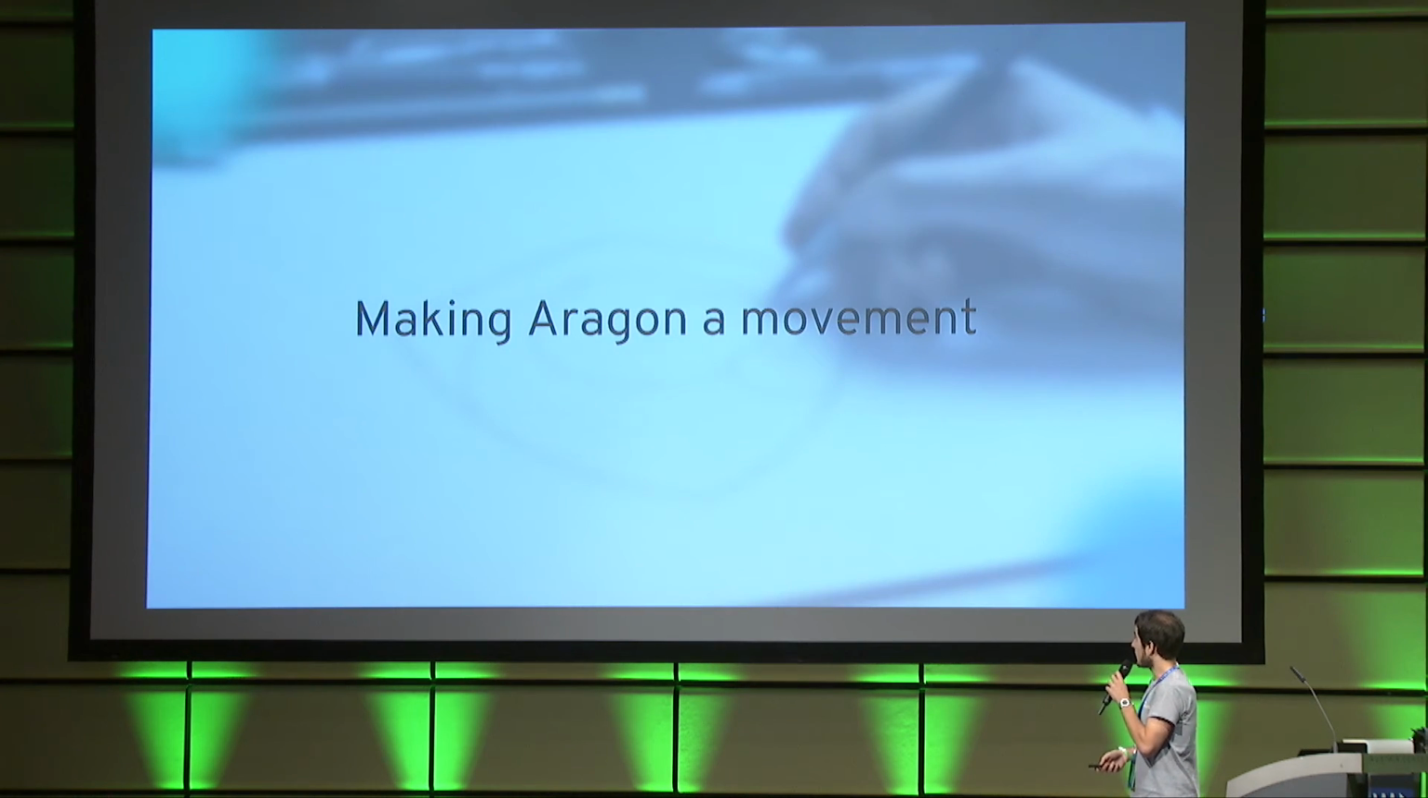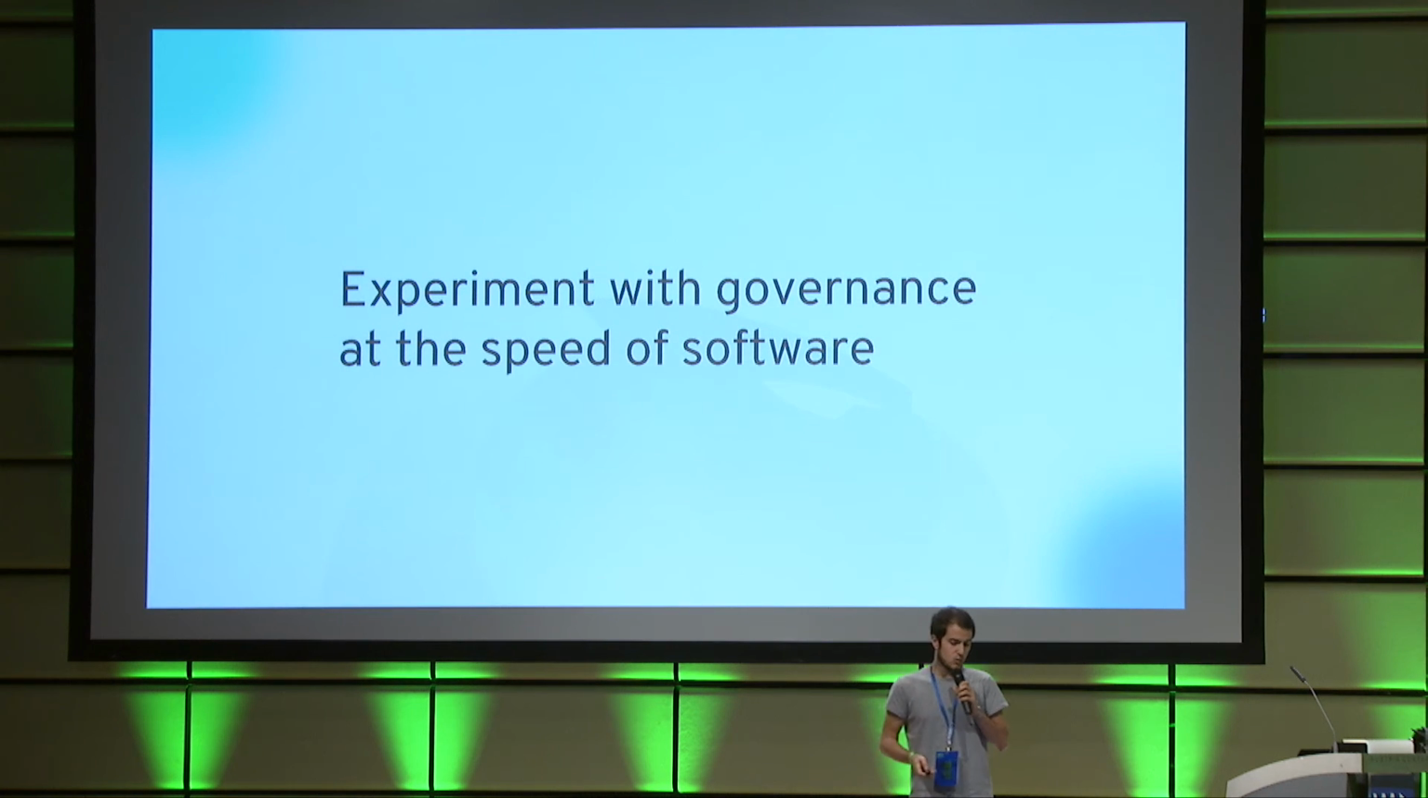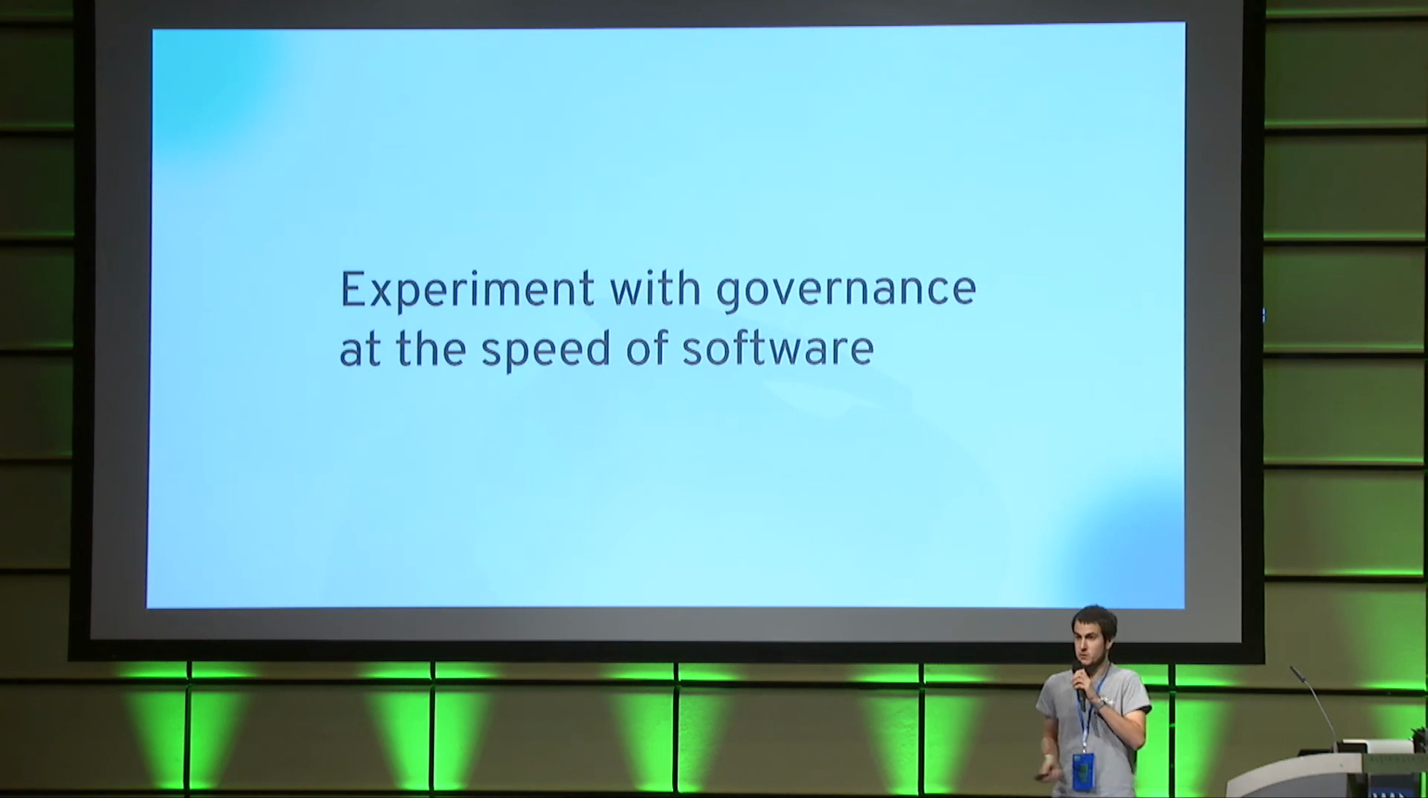We are working on making Aragon a movement more than a company. We are, as I said, a community and an open source project, basically, and then everything else comes afterwards. We have companies, teams working on Aragon, but Aragon itself is like an open source movement. And our hope is that we can experiment with governance, with creating organizations, at the same speed we can iterate with software, hopefully with a lot of tests everywhere so we don't break things.